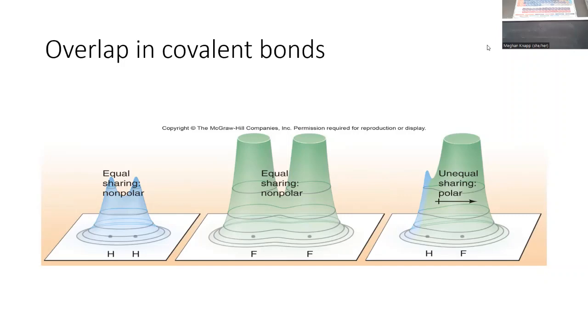Okay. This one, we also have a dip in the middle, but instead of it being right in the middle, it's showing that there's a whole bunch of electrons over here and less over here. And so that's when we have a polar bond, is when that dip isn't right in the middle.